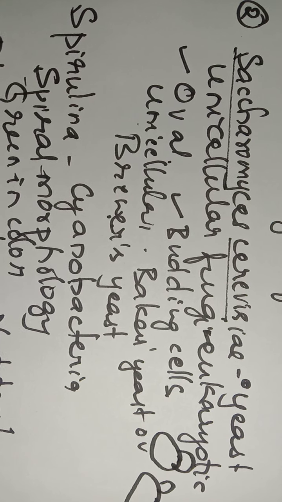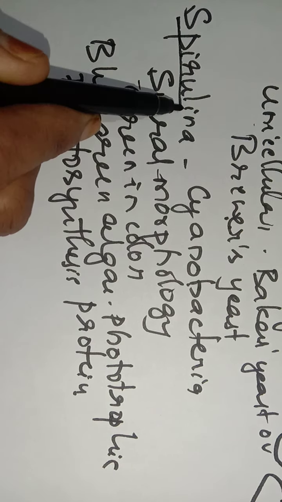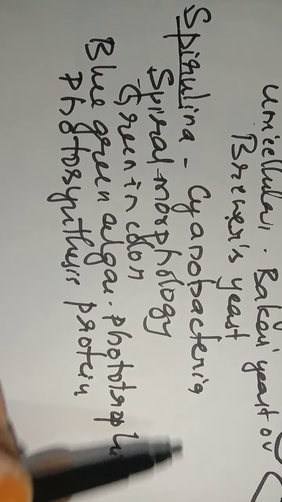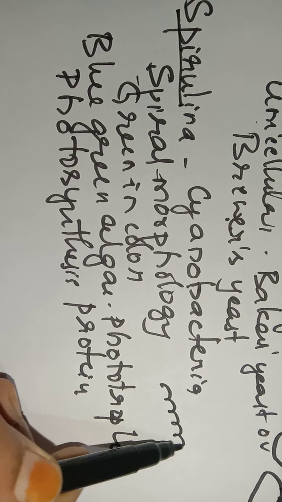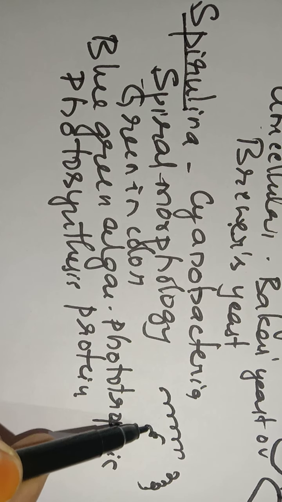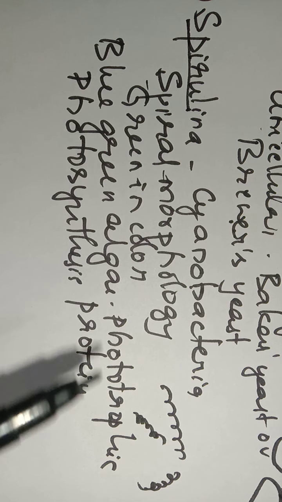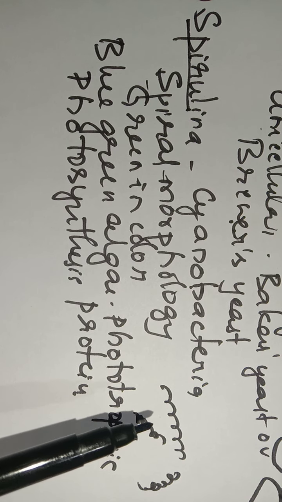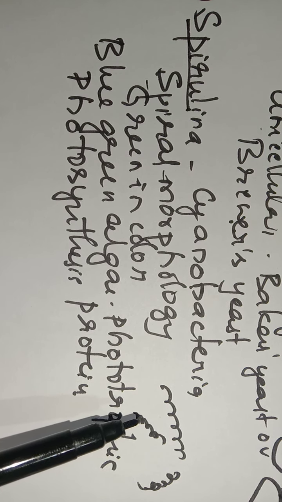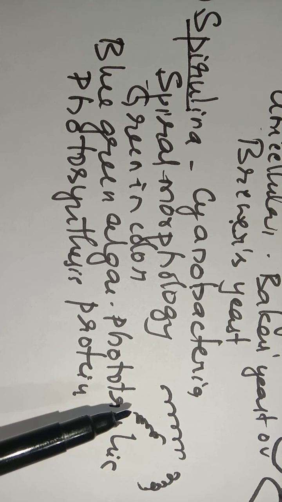Okay, third important organism that will be given for identification is spirulina. Spirulina is a cyanobacteria and it is spiral in morphology, as the name itself indicates, and it is green in color. It's basically a blue green alga, and since it is a blue green alga, it is photosynthetic and phototrophic in nature.